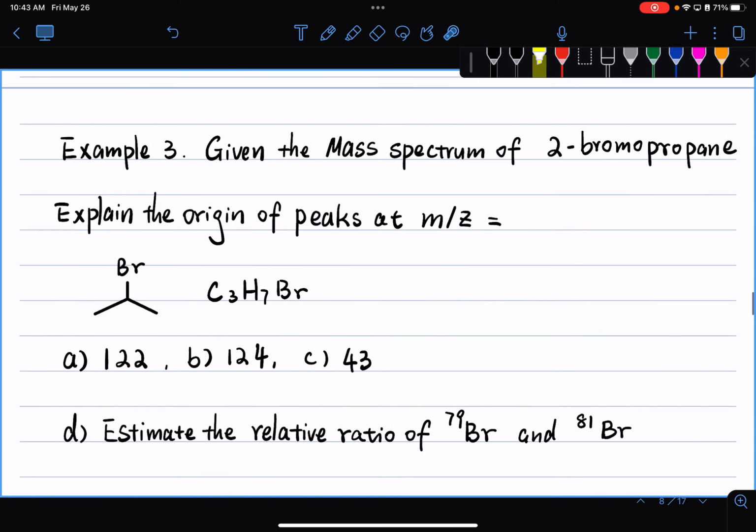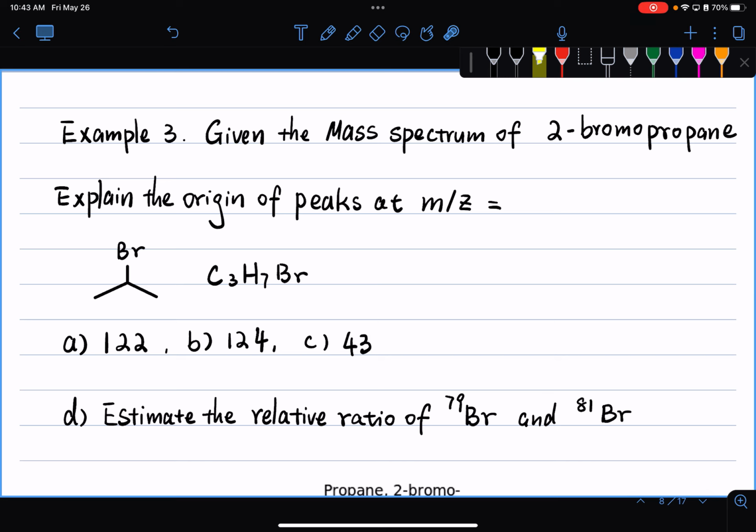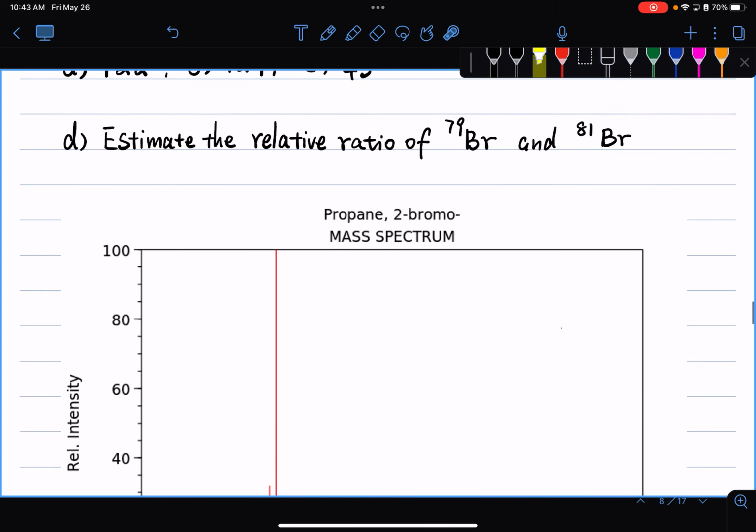All right, and let's see one last example here. Now we give you the mass spectrum of 2-bromopropane. Can you explain the origin of these peaks at different m/z? So now we have the molecular structure of C3H7Br. And again, mass spectrometry is very good in identifying halogens like chlorine and bromine. These are halogens with stable isotopes, so their mass spec will show a very special pattern.